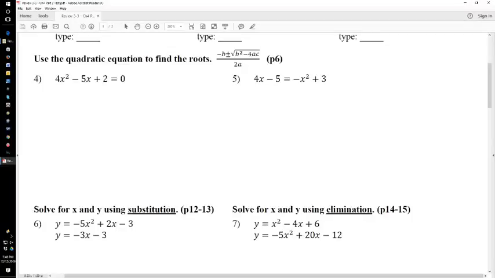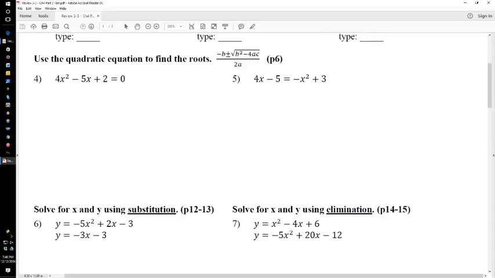Okay, for numbers 4 and 5, the instructions state to use the quadratic equation to find the roots. Again, we're going to use the quadratic equation: negative b plus or minus the square root of b squared minus 4ac, all over 2a. Also, you can go to page 6 in your notes. They will go over this as well, page 6 and probably page 7, and you're going to get some good examples there.